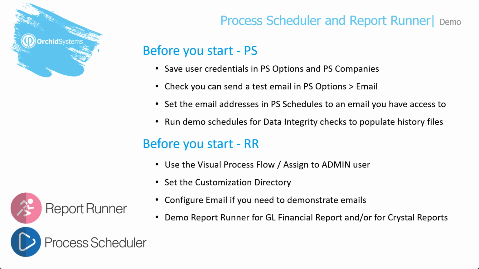There are two components to Report Runner. One is to automate the running of GL financial reports, and the other is to automate the Crystal reports, whether standard Sage reports or custom Crystal reports. You may present both in the demo or only one, depending on what your client is after. But in this case, we're going to mainly look at Report Runner for Crystal reports.